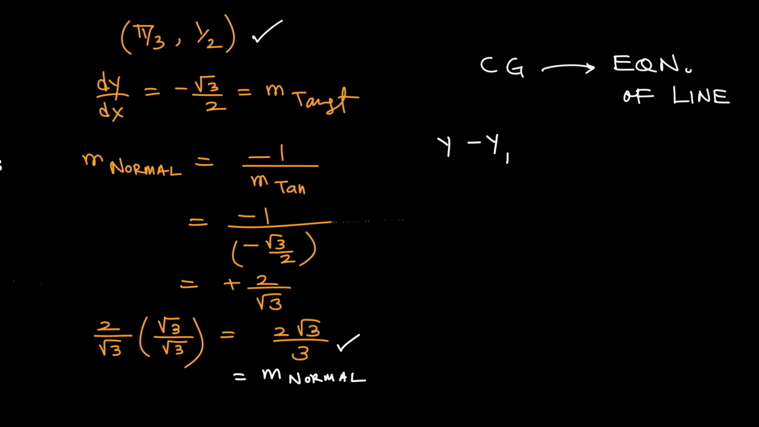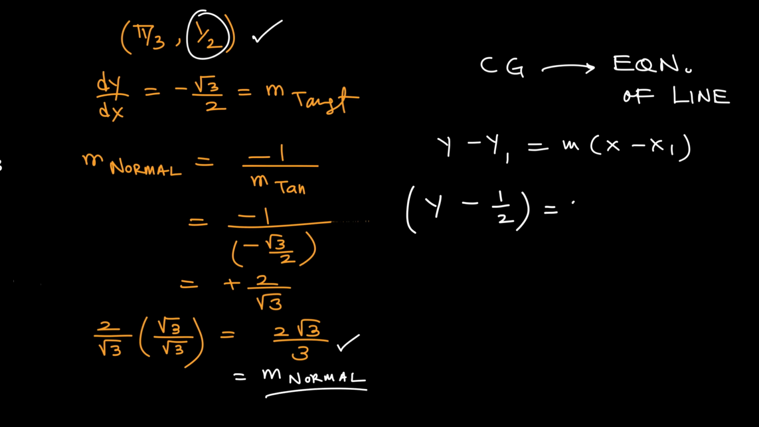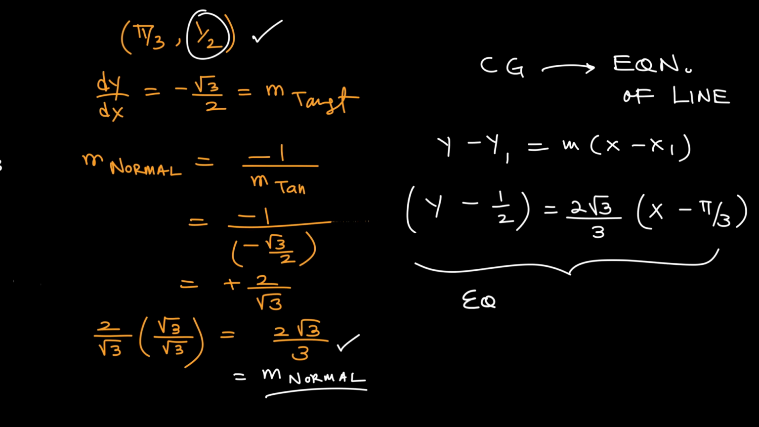y minus y1 is equal to m times x minus x1. y minus the y coordinate, which is half, and this is m, that is gradient of normal, 2 root 3 divided by 3, times x minus pi by 3. Leave the answer in this form. This is the equation of normal to the curve y is equal to cosine of x.